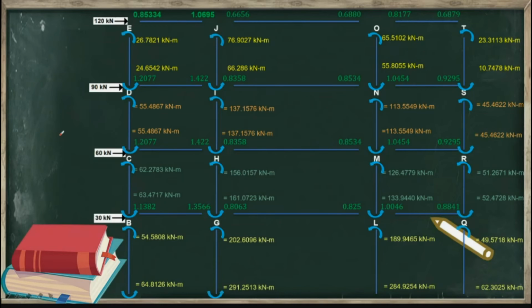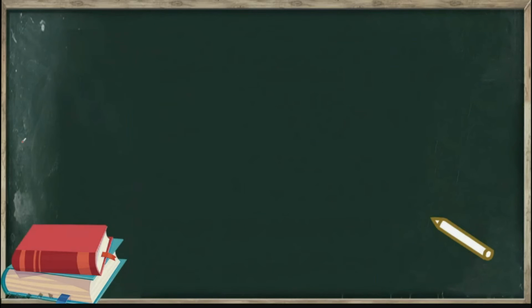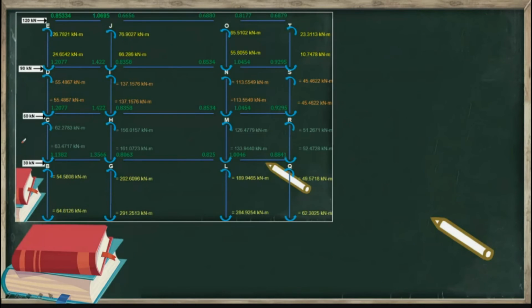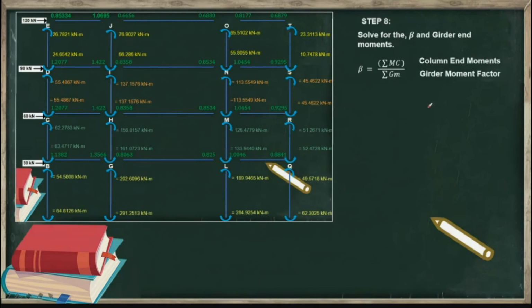So proceed tayo naman sa pag-compute naman sa moment naman sa mga girders natin. So sa next step, step 8, solve for the beta naman and the girder end moments na tayo dito. So si beta, meron tayong formula na summation of MC over GM where MC yun yung column end moments and divided by the girder moment factor. So yung column end moments, yung mga nakuha nating pinaka-moment ng column kanina, i-divide natin sa mga girder moment factor, di ba? Naka-moment factor pa lang tayo dito sa girders.